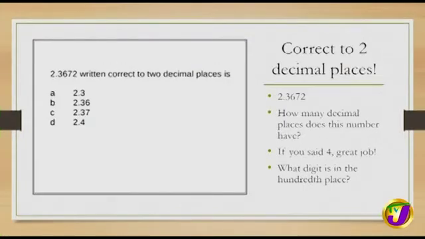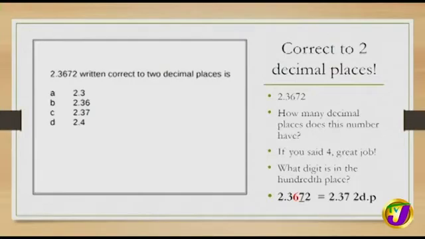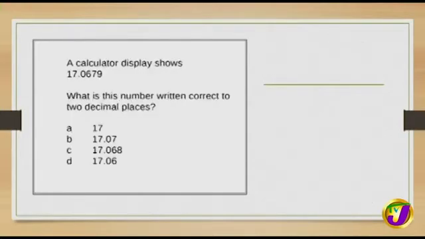And the digit 6 is in the 100th place. So we want to look to the right of that digit. To the right of the 6 is a 7. 7 is greater than 5. Therefore, we are going to round up, we're going to increase 6 by 1, so it becomes 2.37. So correct to 2 decimal places, and as you can see, I've put 2DP. So the DP stands for decimal place. So it's 2.37.